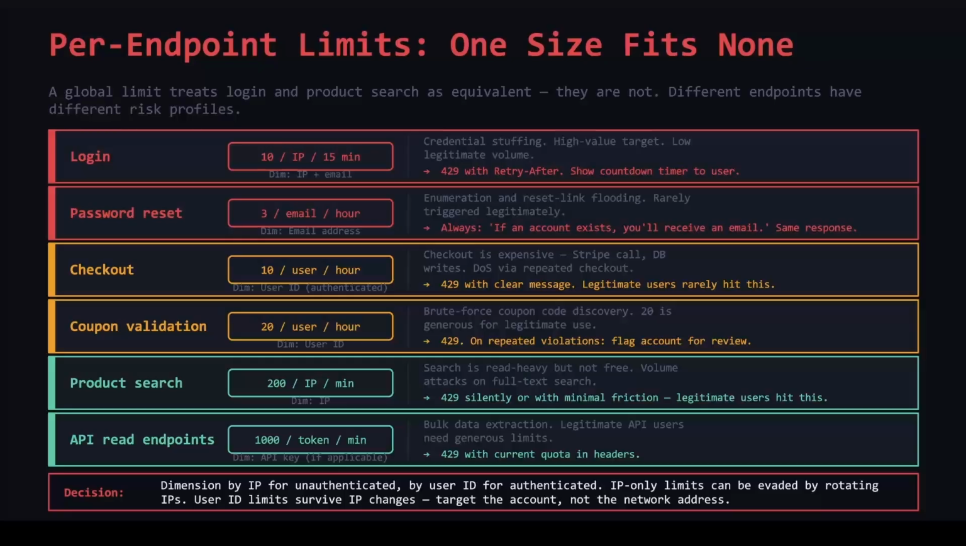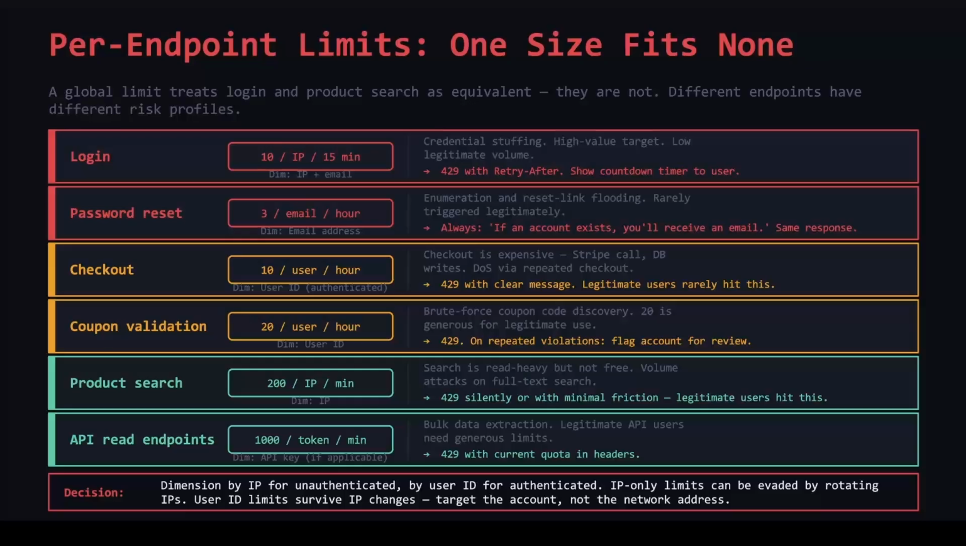Checkout: 10 attempts per user per hour. Checkout involves a Stripe call and multiple database writes. Denial of service via rapid checkout is a real attack vector. Legitimate users almost never hit this limit. Coupon validation: 20 attempts per user per hour, against brute force coupon code discovery. 20 is generous for legitimate use.